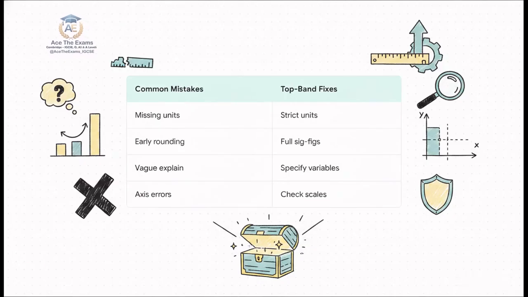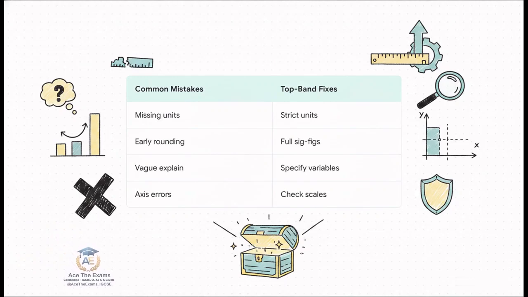But even with the best framework, students still fall into traps. So let's systematically break down the absolute classic errors. On one side, we have the most common traps: missing units, rounding too early in a multi-step calculation, giving vague explanations like "making it better" instead of actually offering strong practical improvements, graph axis errors, and drawing conclusions that simply aren't supported by the data.